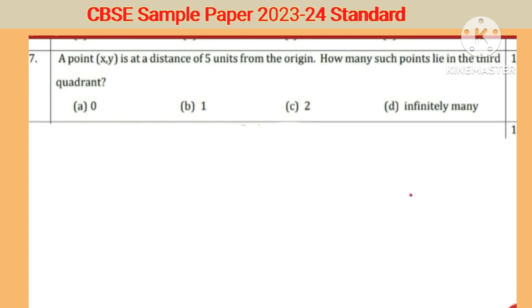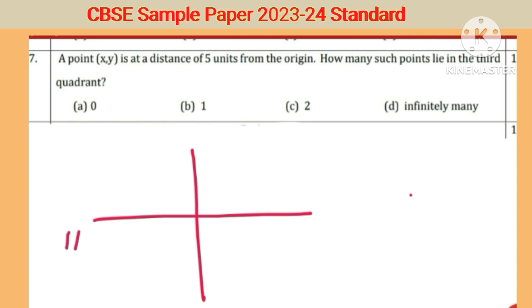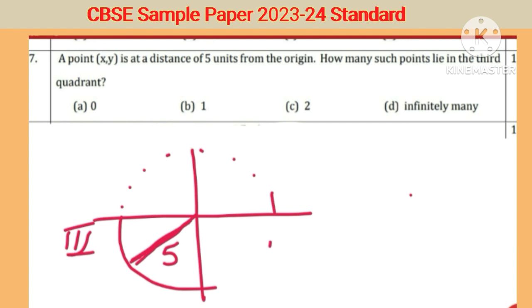Question number 7 says, a point xy is at a distance of 5 units from the origin. How many such points lie in the third quadrant? As you know, this is the third quadrant. Now the point is at a distance of 5 units. So how many points are at a distance of 5 units in the circle of radius 5? But we are only interested in the third quadrant. So in the third quadrant, all the points which are lying on this quarter circle are our answer. And how many points are these? Obviously, we cannot count. Therefore, infinitely many is the answer. D option.